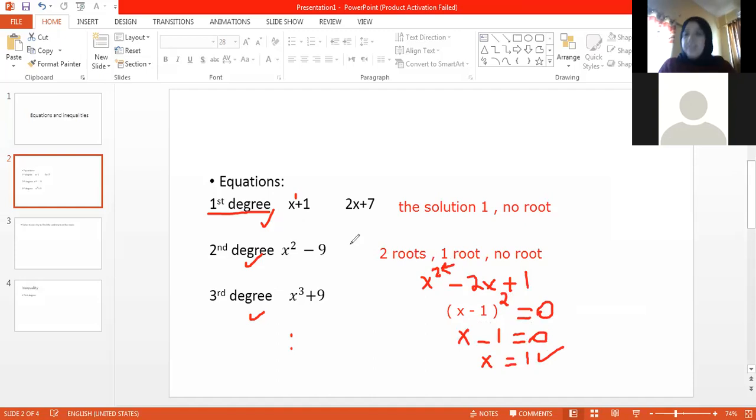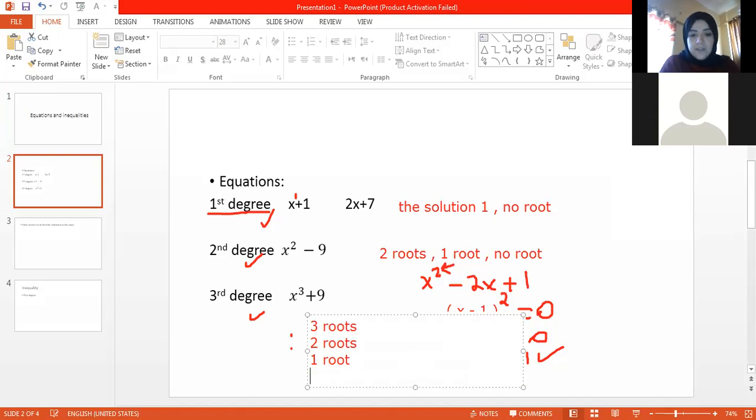So in the second degree, we can have maximum of 2 roots. We can have 1 root, or sometimes no root, no solution. Same thing for third degree. Could we have maybe 3 roots? Yes, maximum of 3, or 2 roots, 1 root, or sometimes nothing. So our lesson now is how we can solve in order to find the roots. This is very easy.